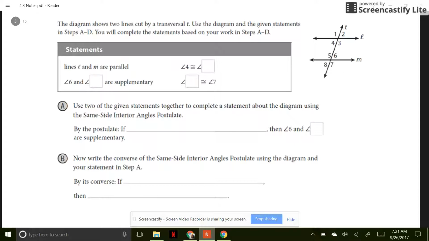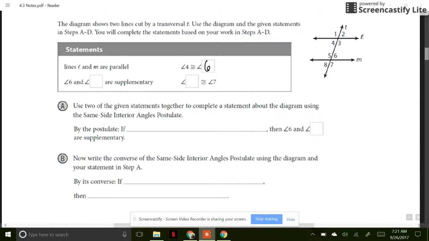So the diagram shows two lines cut by a transversal T. We want to use a diagram and some statements here to complete steps A through D. So they say they're given statements, but they didn't actually tell us all of it. So we're going to fill it in ourselves. Lines L and M are parallel. Angle 4, we're going to say, is congruent to angle 6. We know that because they are alternate interior angles, and we know that those are congruent.